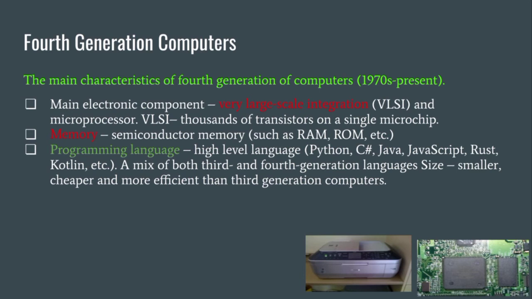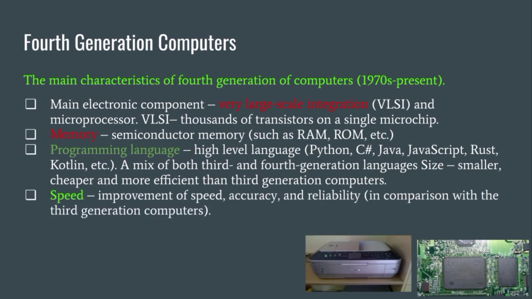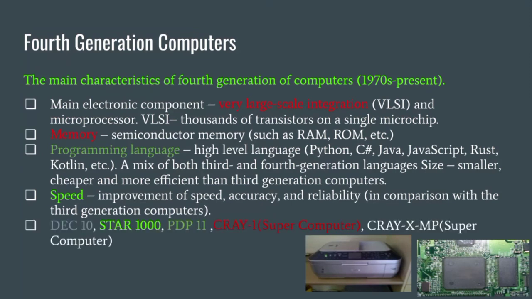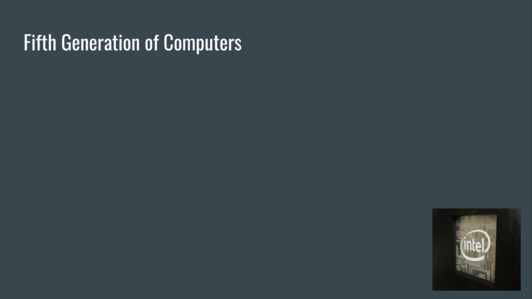Programming languages: high-level languages, Python, C Sharp, Java, JavaScript, Rust, Kotlin, and etc. Size: smaller, cheaper, and more efficient than third generation computers. Speed: improvement of speed, accuracy, and reliability in comparison with third generation computers. Examples of fourth generation computers are DEC 10, STAR 1000, PDP 11, CRAY XMP, Super Computer.